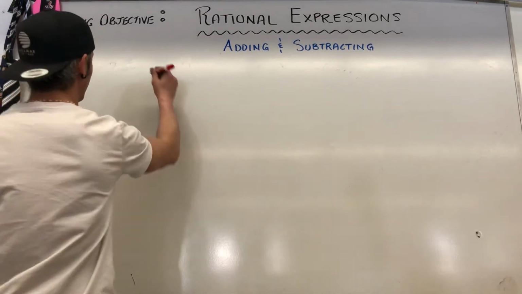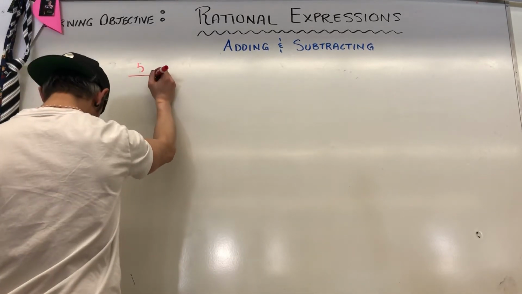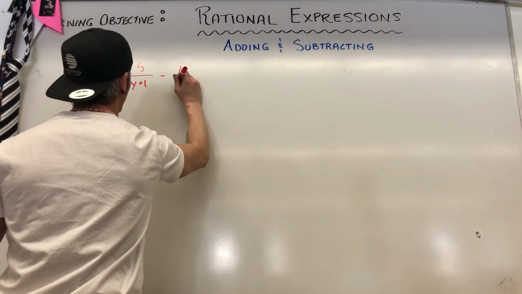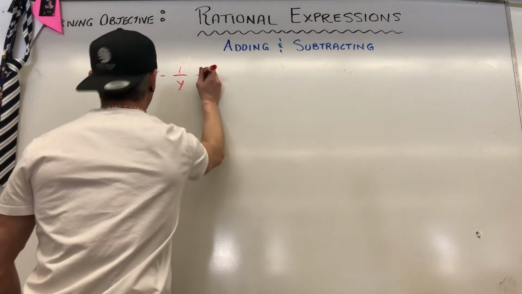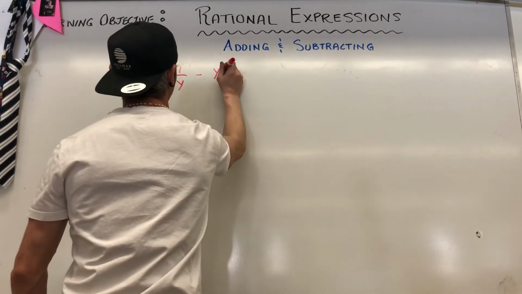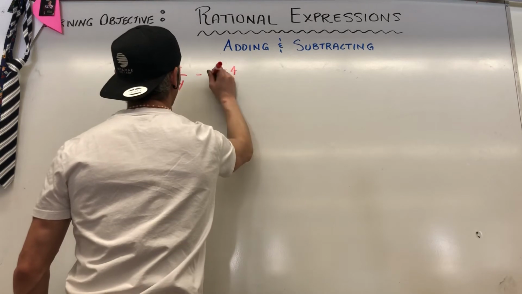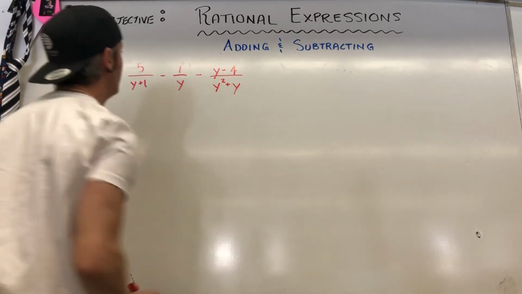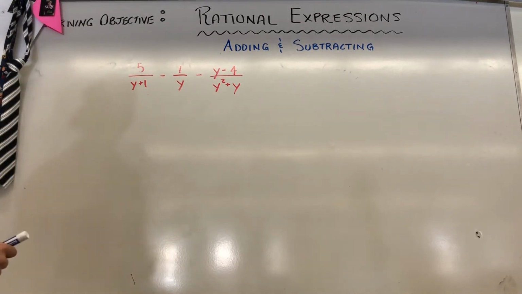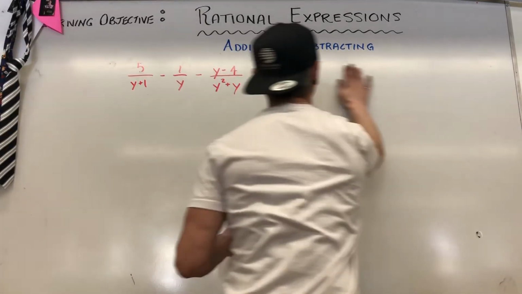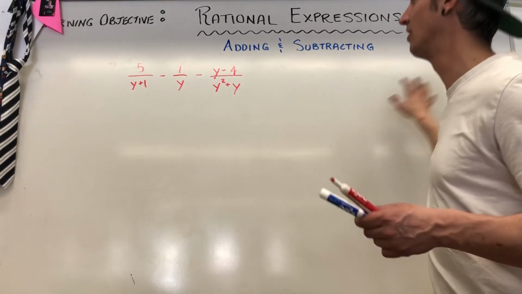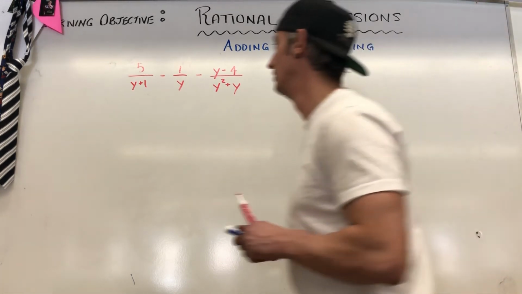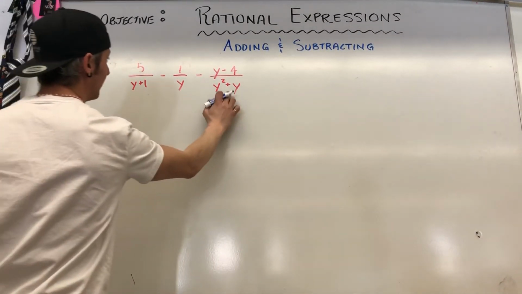Okay, so I've got 5 over y plus 1 minus 1 over y. This is going to be a 3-term subtraction. Y minus 4 over y squared plus 1. Okay, so the first step, as with everything that we do in rational expressions, is to factor anything that we can factor. And we start factoring with our common factors, and then we move into trinomials if we can. Everything is factored here except for that guy.